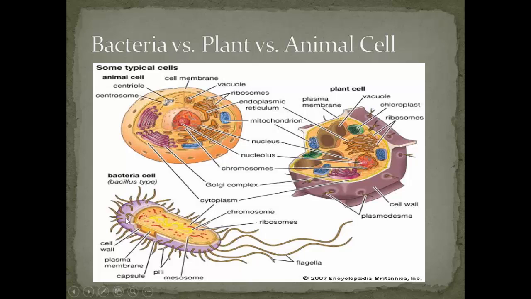The bacteria cell has cilia and flagella, while the plant and animal cells do not. The plant cells have chloroplasts, but the animal and bacteria cells do not typically.